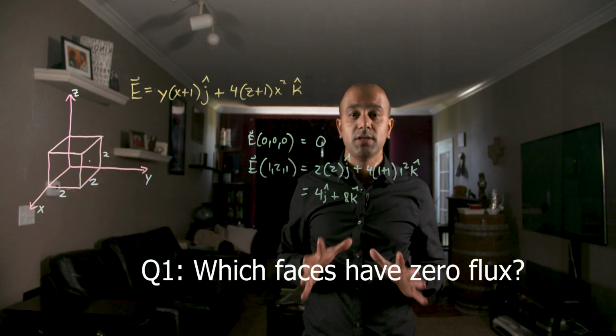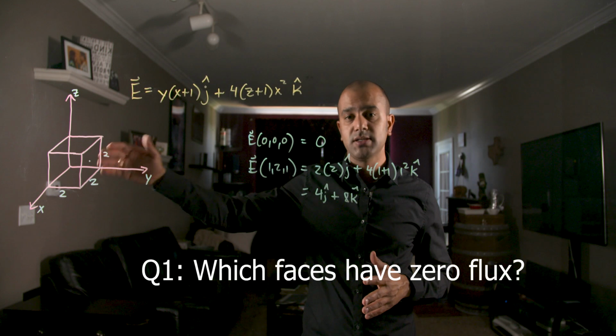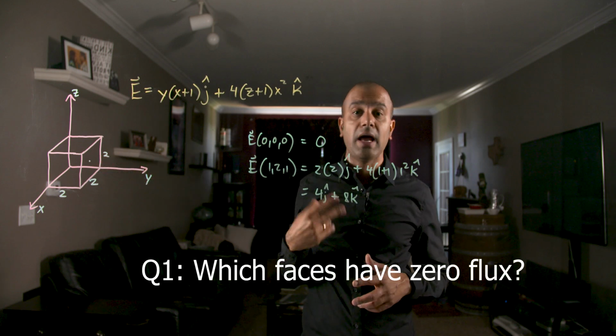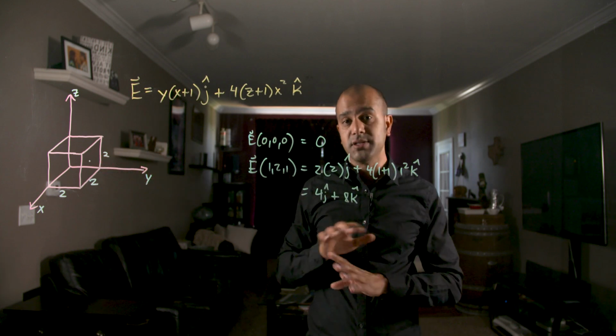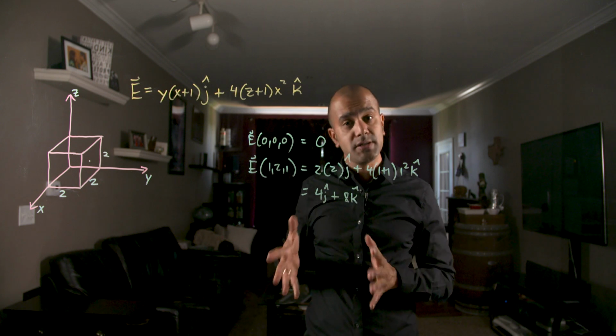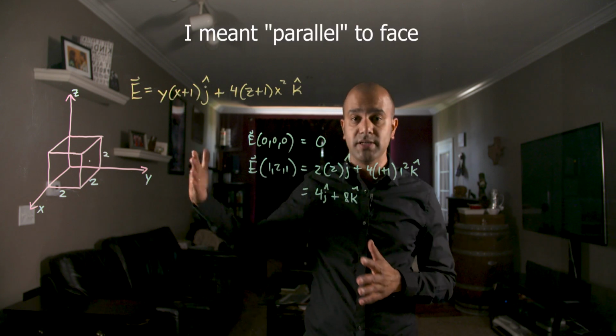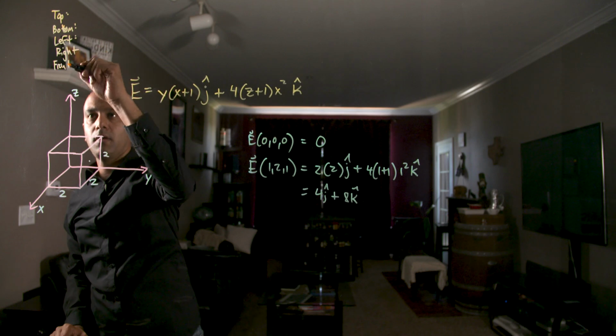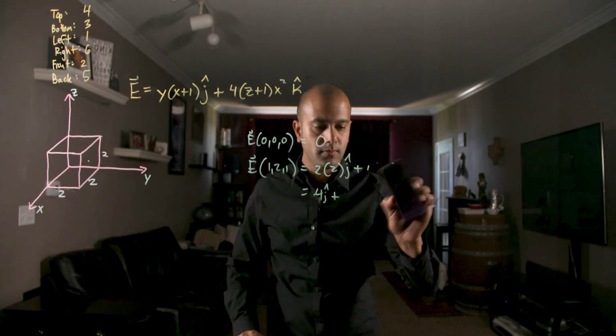All right, so the first question is asking, through which of these faces is the electric flux 0? That can happen in one of two ways. Either the field is 0 everywhere on that face, or the field is non-zero, but it points perpendicular to that face everywhere. So let's go through this one by one. The first thing I'm going to do is label all the faces 1, 2, 3, 4, 5, and 6.